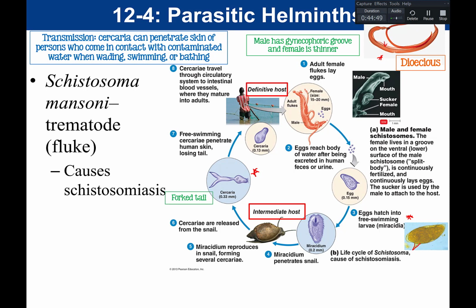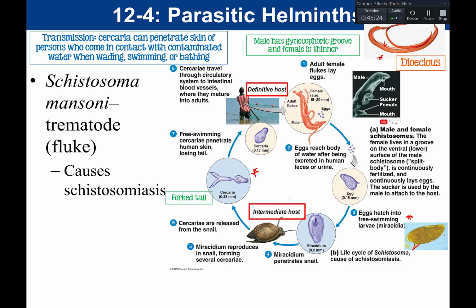The schistosoma eggs are going to be released from the human body in either human feces or urine. So let's say somebody is out in the water and they urinate in the water. That is going to release eggs into the water. The eggs hatch into free-swimming larvae referred to as Miracidium. So we have these Miracidium, and the Miracidium is going to penetrate this type of freshwater snail.